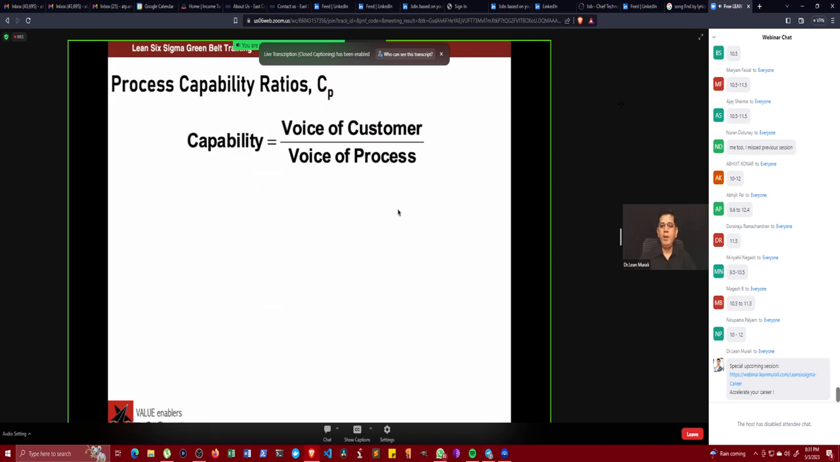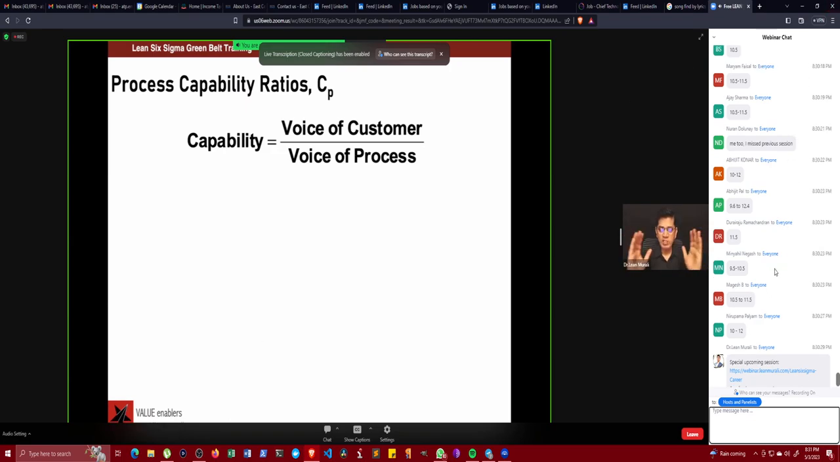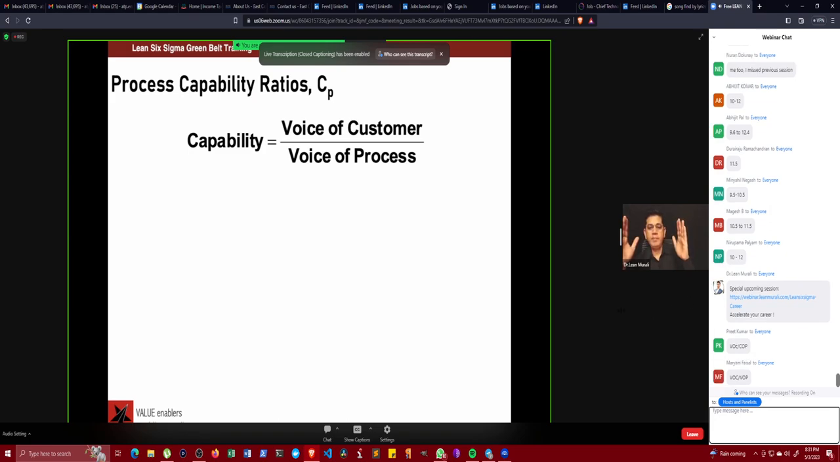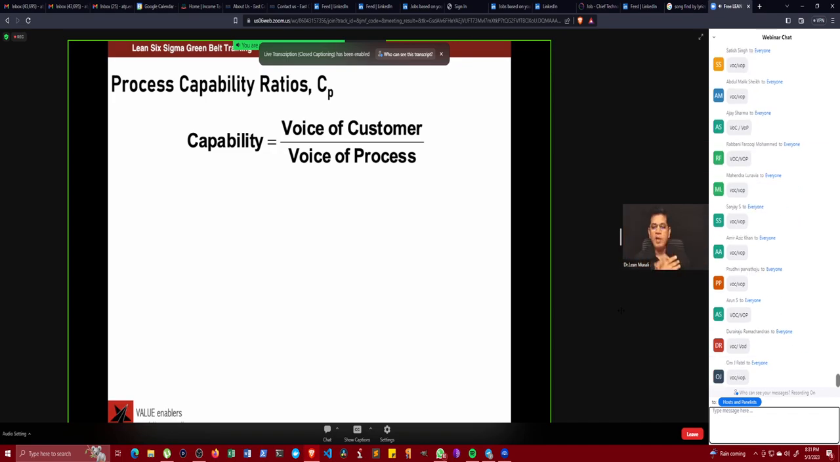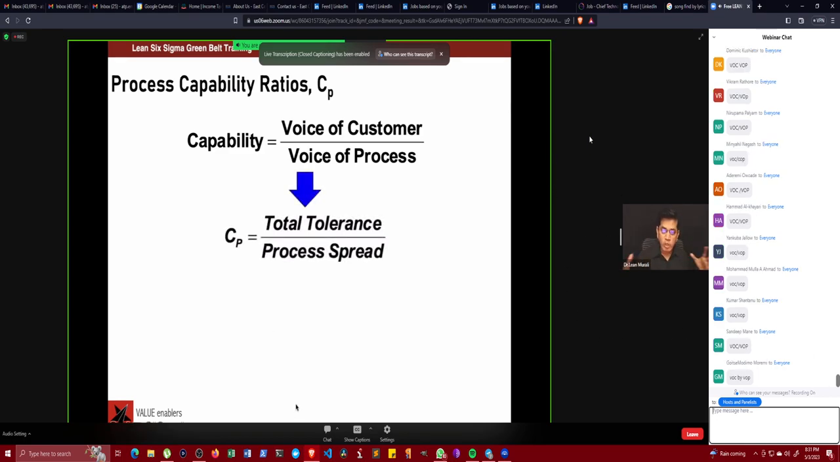Fantastic. Now, voice of the customer, all of you type VOC by VOP. Voice of the customer, which is the specification limit, and voice of the process, which is how the process is performing. Or in other words, total tolerance. For example, in this case, it was 12.5 to 9.5. That was the total tolerance, whereas the process spread was more than that.